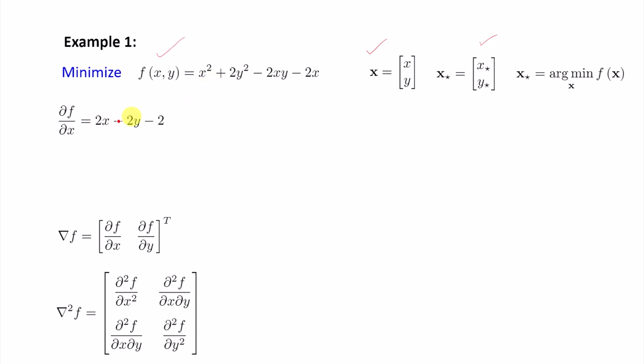Here ∂f/∂x we can find. There we have x squared, so twice x. Then ∂f/∂x of 2y squared goes to 0. For negative 2xy, I get negative 2y. And for negative 2x, I get only negative 2. Similarly, for ∂f/∂y, this part will be 0. Here I get 4y. Here I get minus 2x, and that's about it. So I have 4y minus 2x, which gives me the gradient: 2x minus 2y minus 2, and 4y minus twice x.